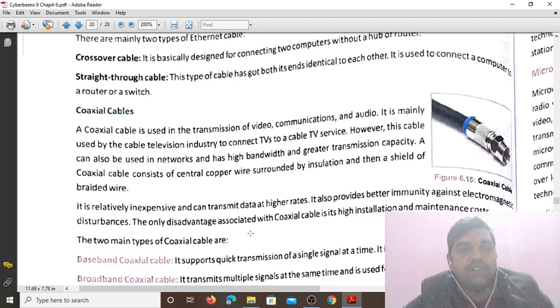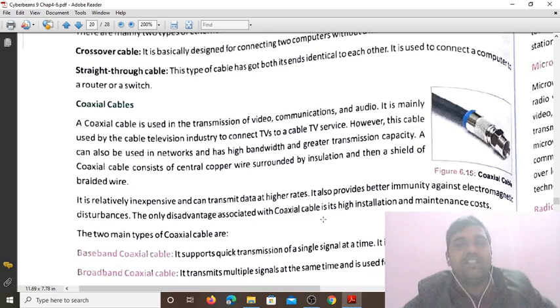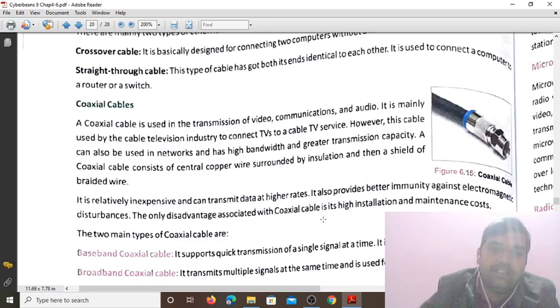The only disadvantage associated with the coaxial cable is its high installation and maintenance cost. So the disadvantage is what? The cost of installation is high and maintenance is also high.